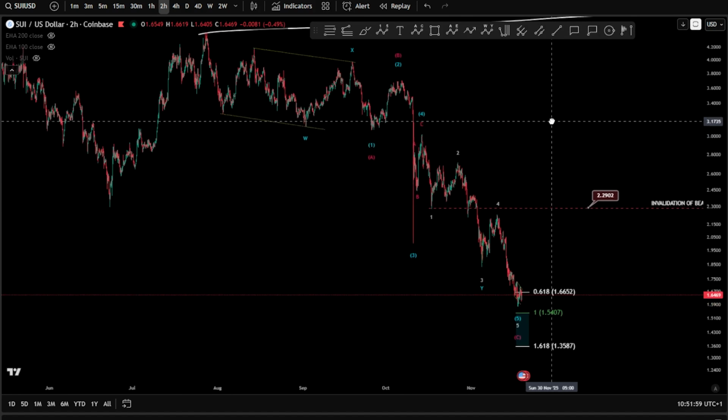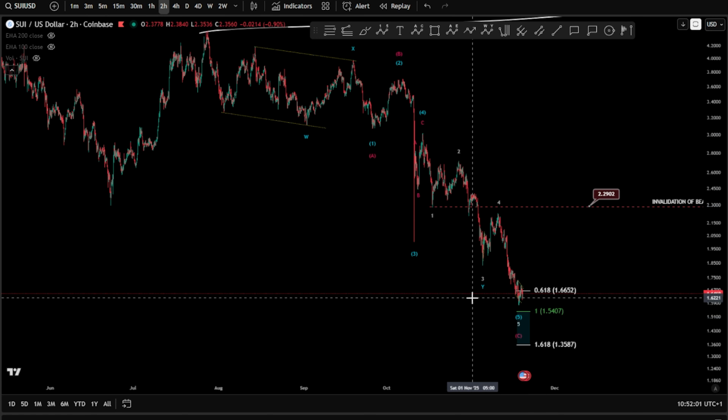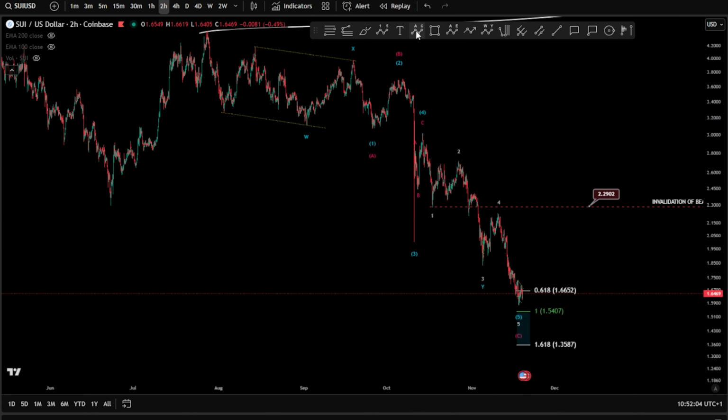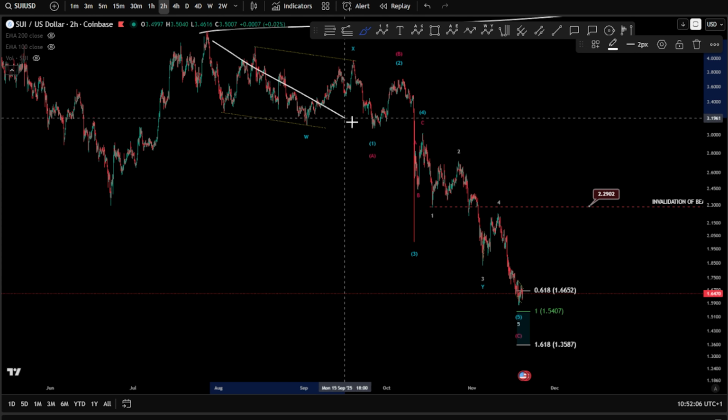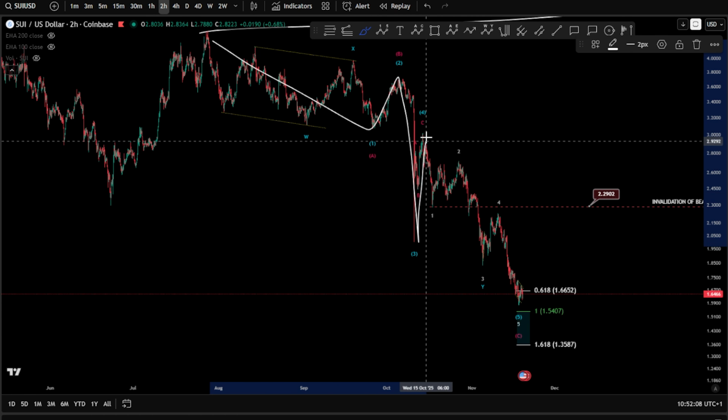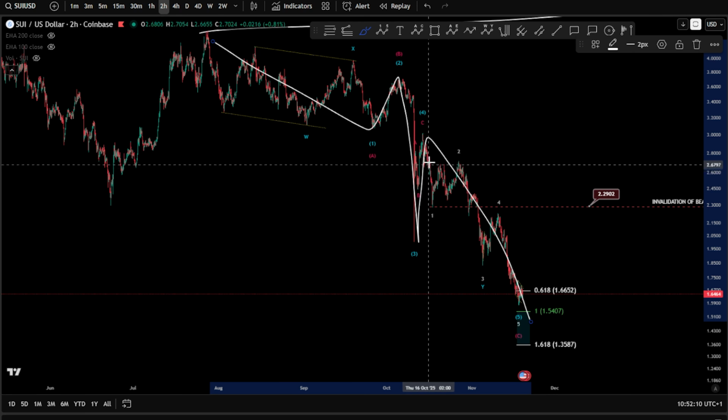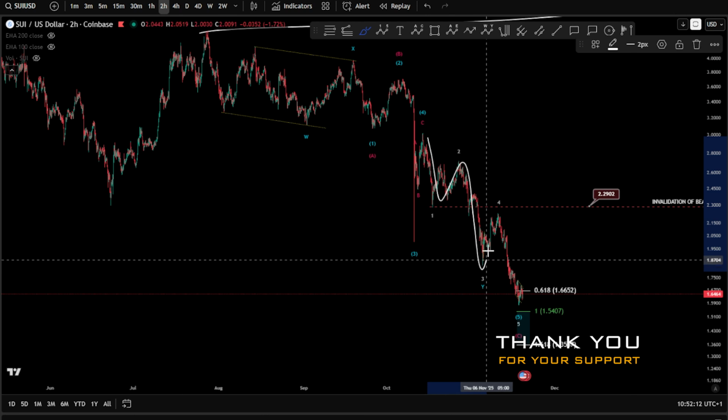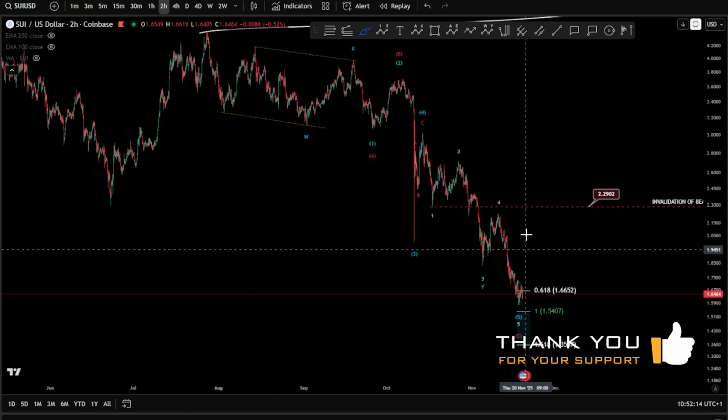We're going to start with SUI on the lower time frame, where we have of course a potential wave 1 as a diagonal, wave 2, wave 3, 4 and a 5. This wave 5 has finished the structure almost: 1, 2, 3, 4 and a 5.